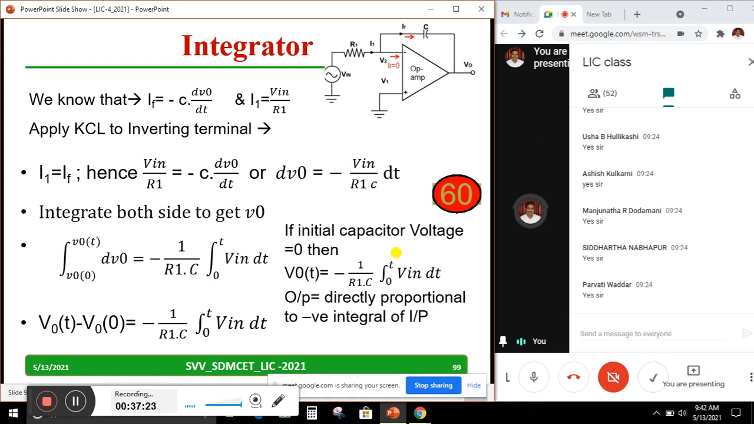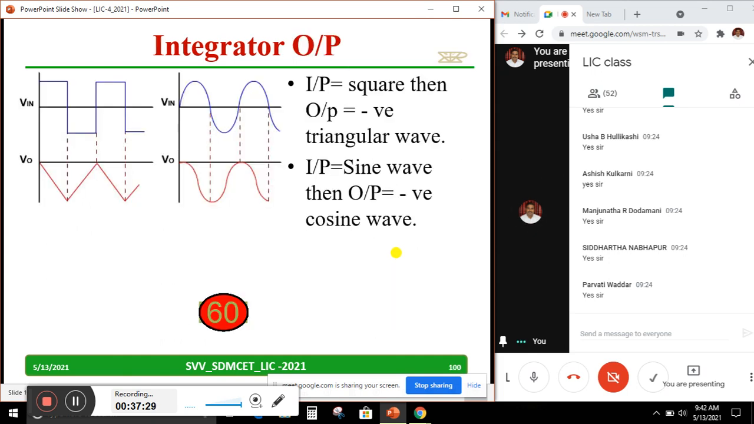So it's the same slide, I repeat it. No change. Integrator output: if I give a square wave as input, then the output will be a triangular wave. If I give a sine wave, the output will be a negative cosine wave. I hope you can take 10 or 15 seconds to copy this down. It may be there in your notebook already because you have done the experiment and observed the output by giving the input.